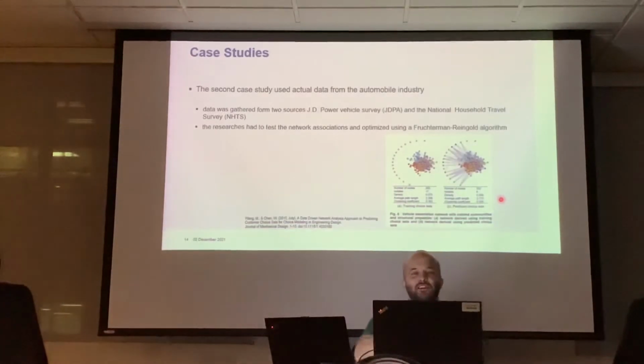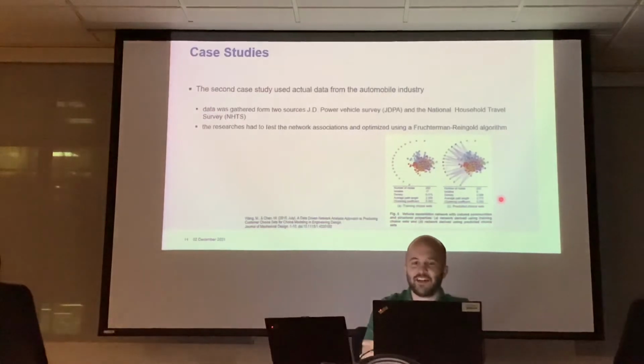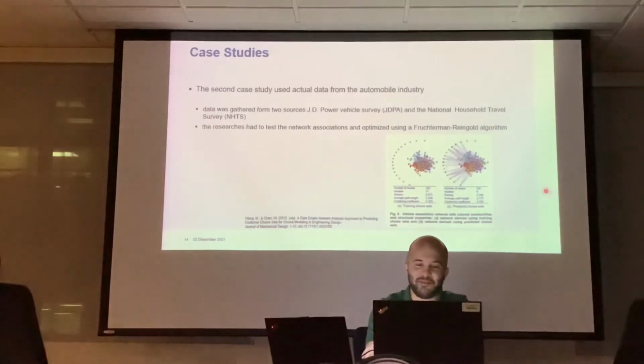Now, the second case study used actual data from the automobile industry. This data was generated from two sources, a J.D. Power Vehicle Survey and the National Household Travel Survey. Researchers had to test the network associations and optimized these using, apologize for mispronouncing this, the Fruchterman and Reingold algorithm, which you can see here. The Fruchterman and Reingold algorithm is used to display the network in a visually appealing way.